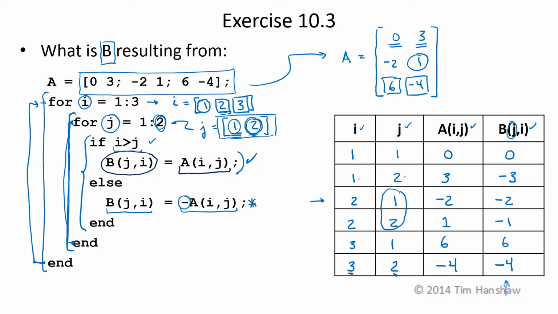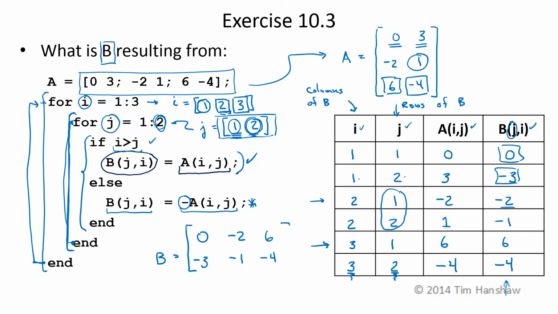Now, these are the elements in B, except that j now counts the rows of B, and i counts the columns. So B is going to be here. First row and first column is going to be 0. Second row, first column is going to be -3. First row, second column is going to be -2. Second row, second column is -1. Down here, the first row, third column is 6. And the second row, third column is -4. So this is our matrix B.